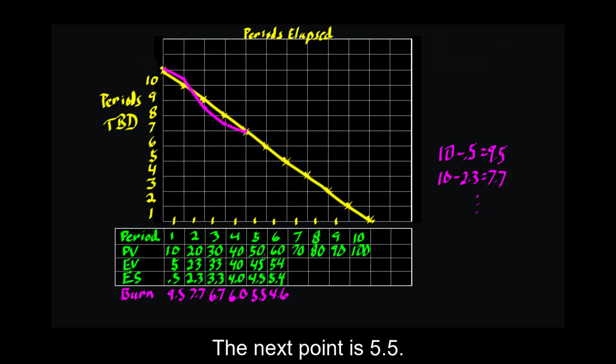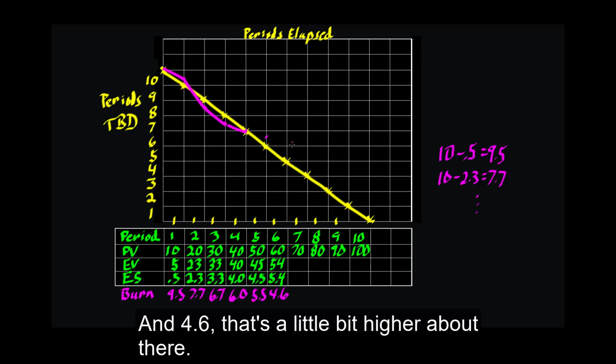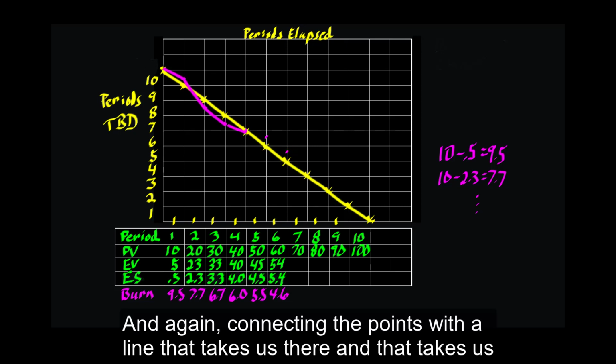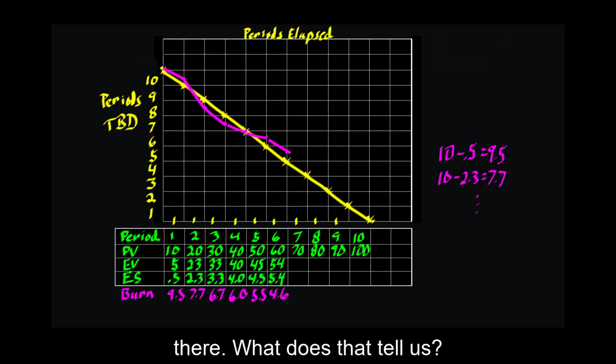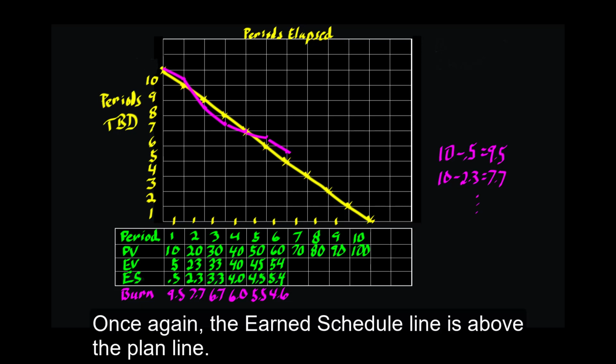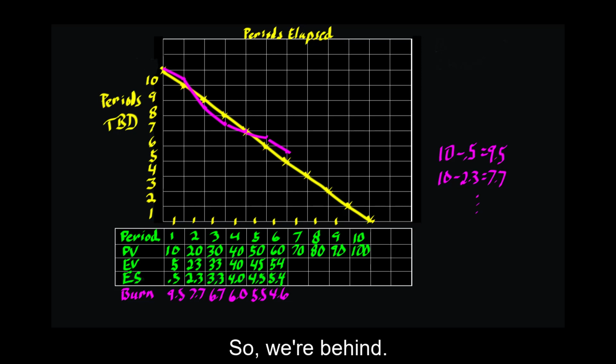Continuing on, the next point is 5.5, so that's 5.5, which is about here. And 4.6, that's a little bit higher, about there. And again, connecting the points with a line, that takes us there, and that takes us there. What does that tell us? Once again, the earned schedule line is above the plan line, so we're behind.